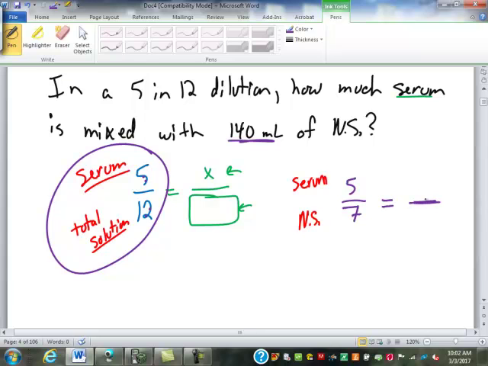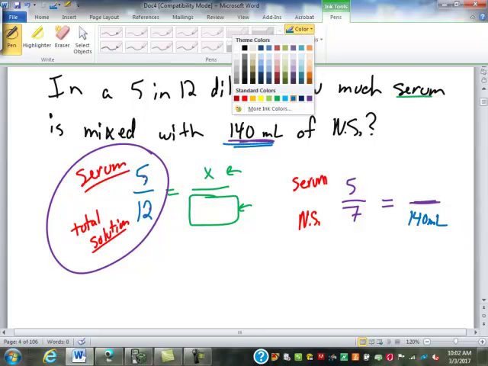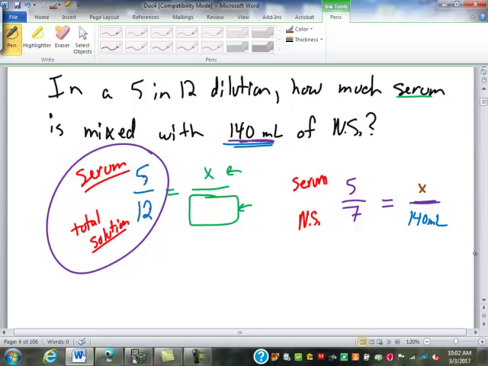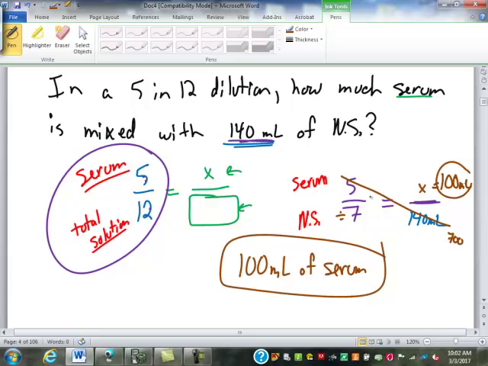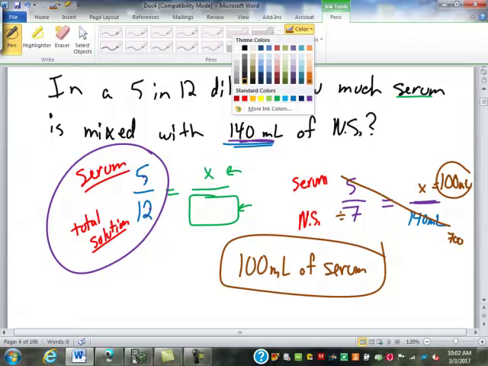Now, over on the other side of this ratio, you're absolutely correct. We have 140 milliliters of water. So that goes there. And we are looking for the milliliters of serum. So now we cross multiply and divide. 5 times 140 is 700. Divided by 7 is 100 milliliters. So there would be 100 milliliters of serum here added to the 140 milliliters of water to create that solution.